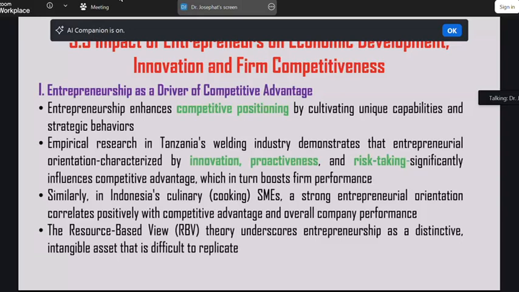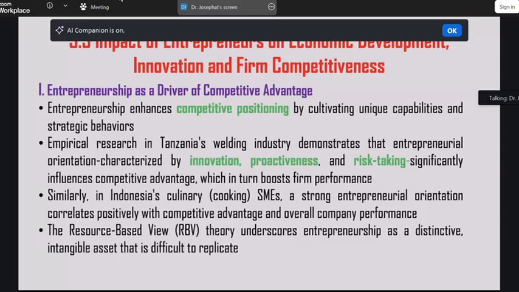So tukiangalia kwenye hii theory ya resource-based view, pia inaongelea jinsi gani ujasiriamali ni distinctive asset, or ni asset ya kipekee sana ambao ni intangible asset, cannot be touched but it is there and it's very difficult to replicate, cannot be copied, cannot be introduced from one firm to another. The way a certain firm operates or succeeds, those methodologies, those strategic ways cannot be copied and applied to another organization expecting that the success will be the same.